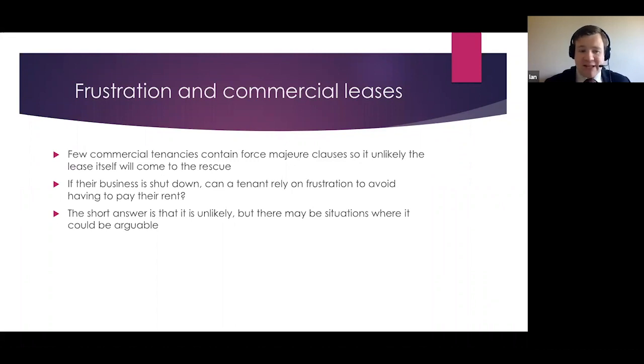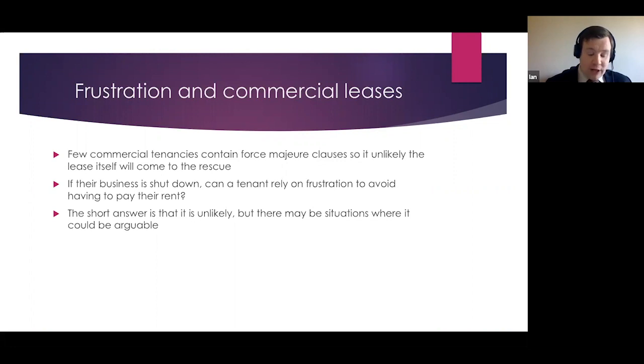Now, this therefore raises the question: if you have a tenant of a commercial lease and their business is shut down as a result of the current pandemic, can that tenant rely on frustration in order to avoid having to pay their rent going forwards? Well, unfortunately, in short, the answer is that it's unlikely. However, there are potentially situations where it could be arguable.